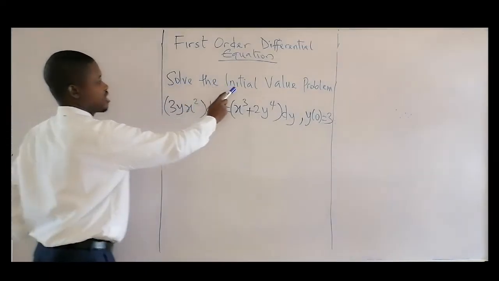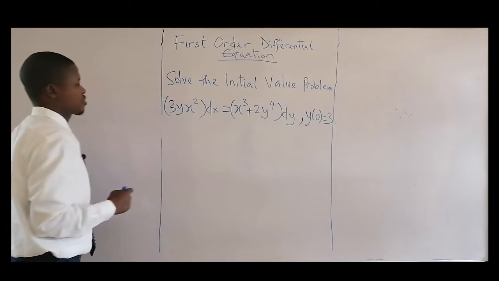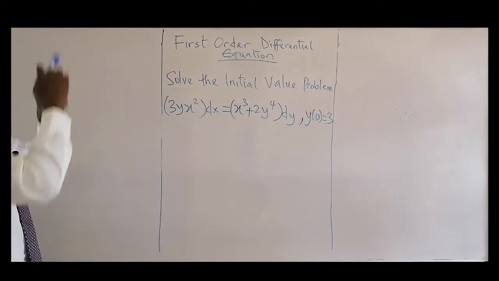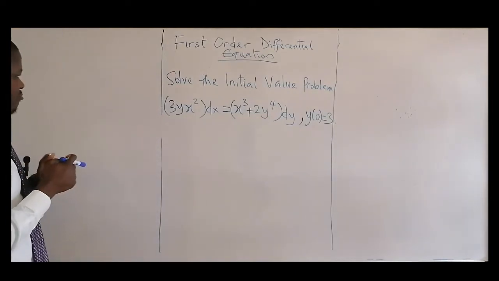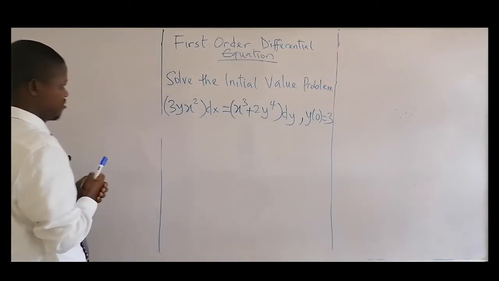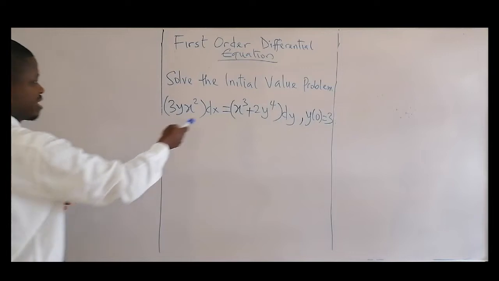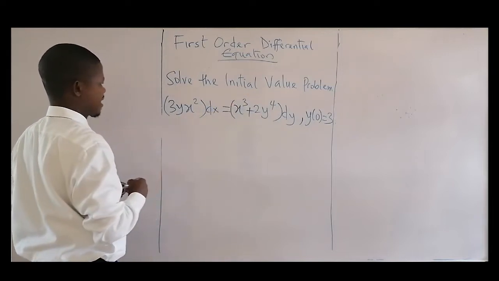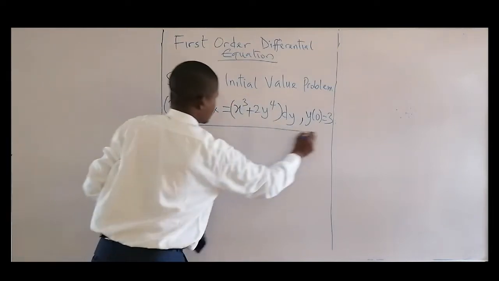Solve the initial value problem. That's the next question. If you look at this question, you can see the x here, you can see the y here. Let's try to rearrange that to bring them together.